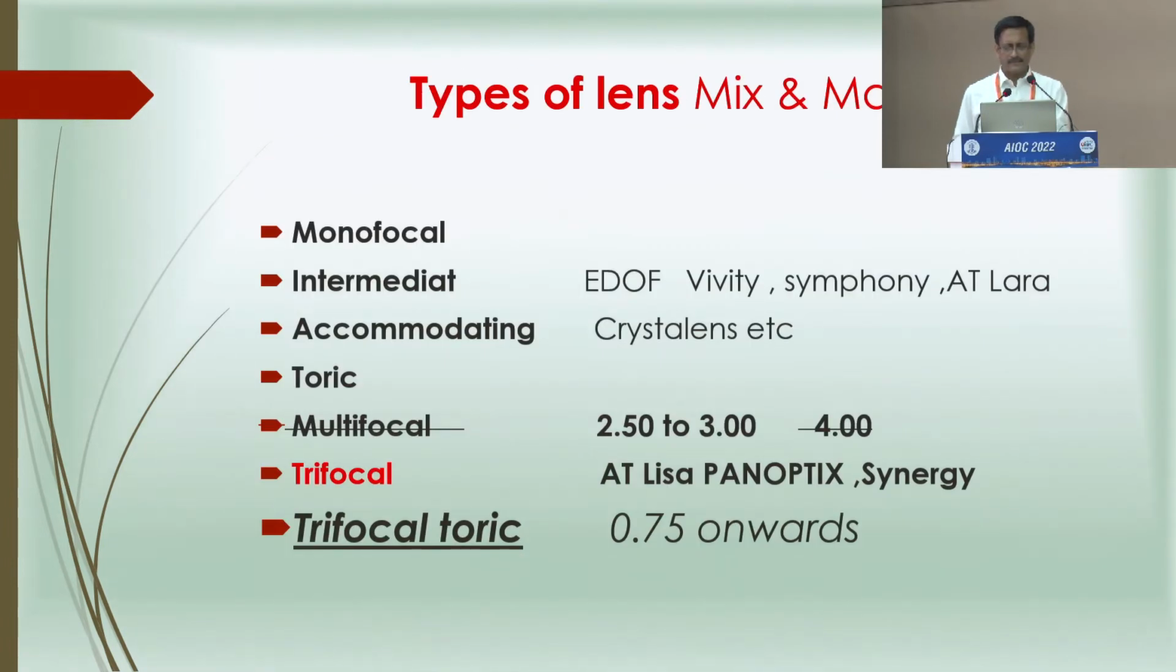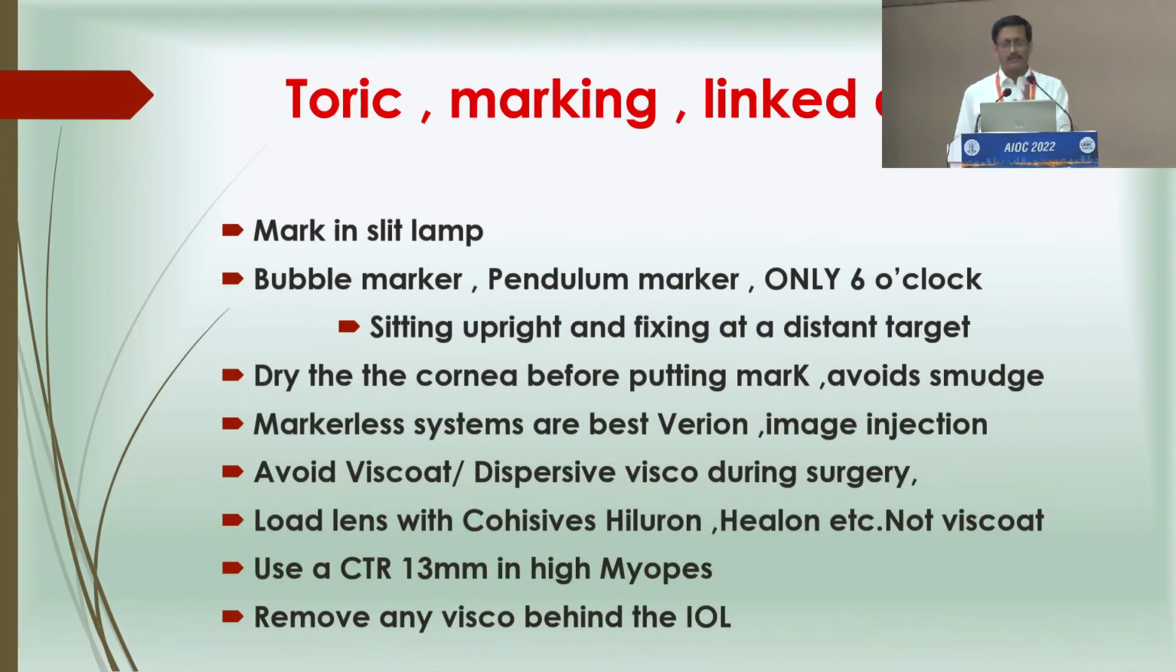Now, toric marking. Mark at the slit lamp with the bubble marker or the pendulum marker, or you may mark the 6 o'clock only. Have the cornea dry before putting in the mark, and don't use Viscoat in the eye, because Viscoat is difficult to take out, and if it stays in the capsular bag, it will cause rotation of the lens after you have put it in. In the case of toric lenses in high myopes, put in a CTR mandatorily over the lens. That will prevent rotation of the lens in the eye.